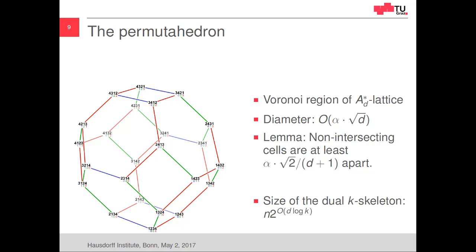So to get the size of this approximation, basically you have to count the number of k faces in the permutahedron. And this is a standard thing, and you can prove that the number of k faces is at most 2 to the d log k. And so the size of one star, of one vertex, is at most this number, and you multiply by n, and you get an upper bound for the size of the approximation.